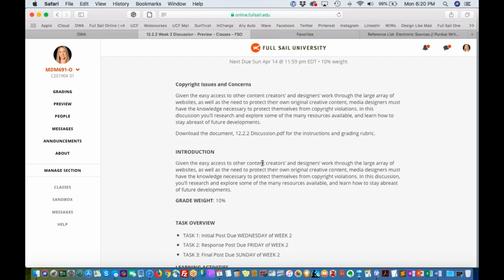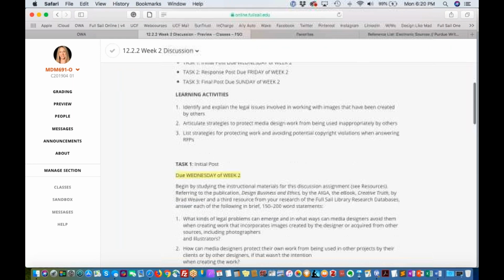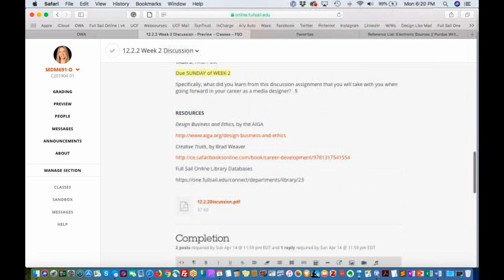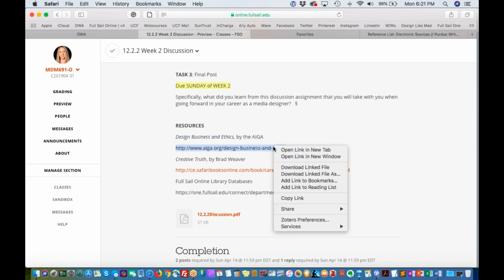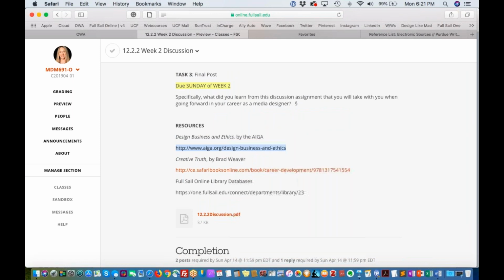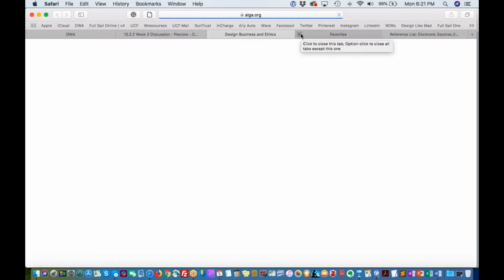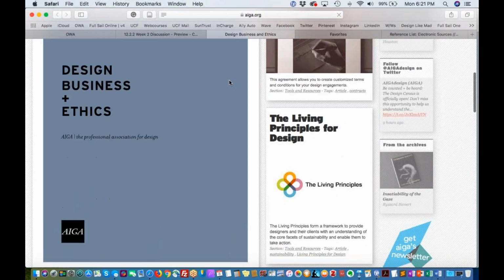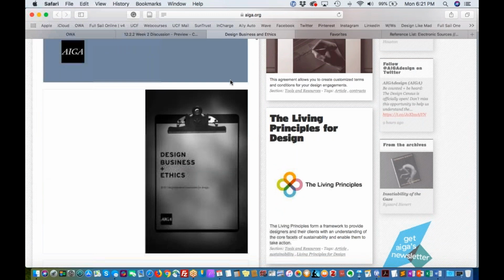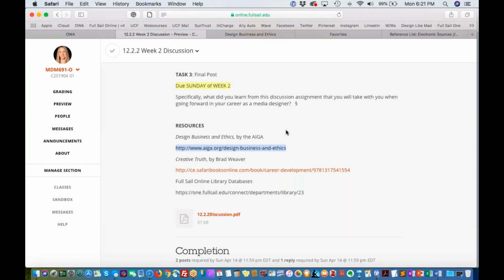But this week we're talking about copyright issues and concerns. So what I touched on a little bit, you're going to go into more depth by reading from these resources that we have here. This AIGA book called Design, Business, and Ethics is a really good resource. I suggest you download it and keep it handy because it's got everything you need about design, business, and ethics. So you're using that as your primary source. You can also access Creative Truth by Brad Weaver and use some of his information.